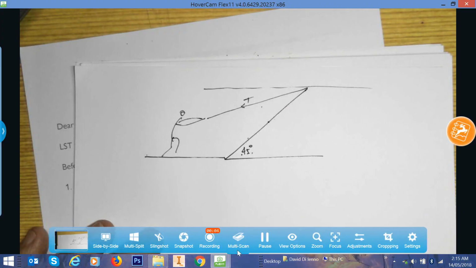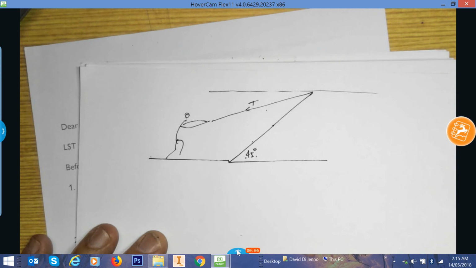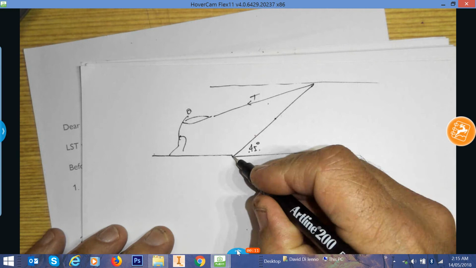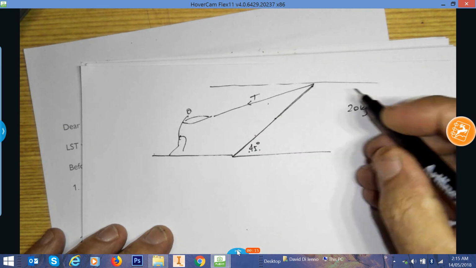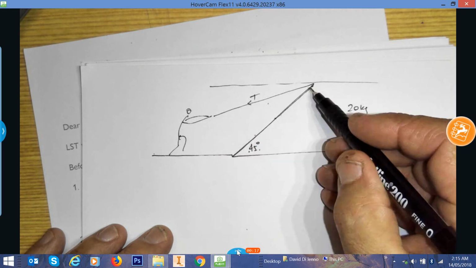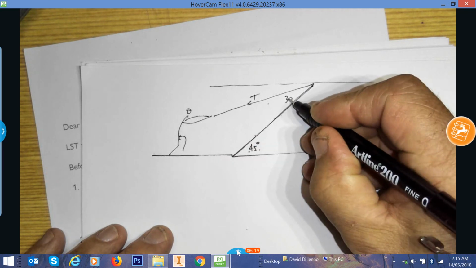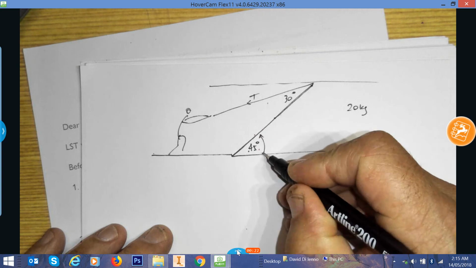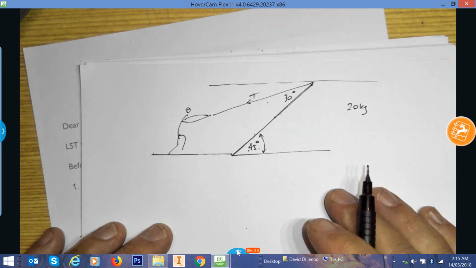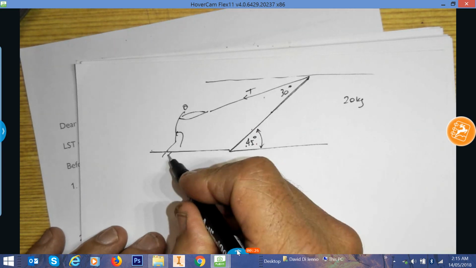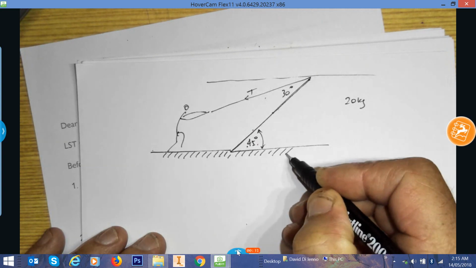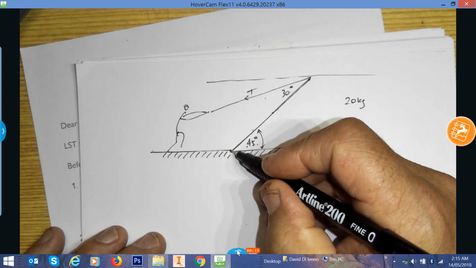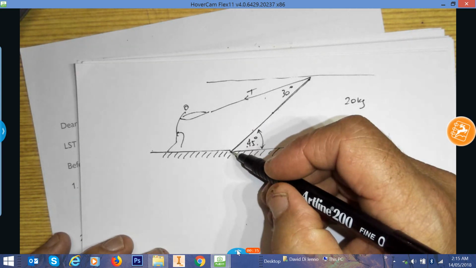Okay, this is an analytical solution to a problem involving a pole that weighs 20 kilograms being supported by a person holding a rope which is at an angle of 30 degrees to the pole, and 45 degrees is the angle the pole makes to the ground. So we're being asked to find out what is the tension in the string or the rope, and secondly, what's the nature and direction of the reaction that happens on the ground.